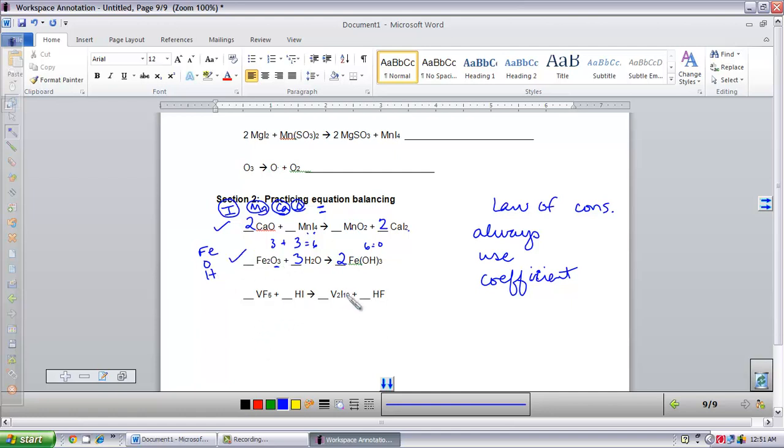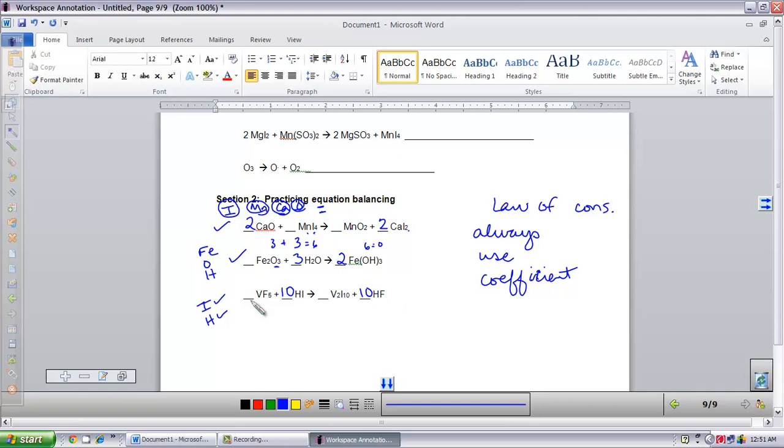One more. This is a lot of iodines. There's 10 of them over here. So I'm going to kind of jump to the more complex thing and see that there's 10. So let me get that balanced out over here. I'm going to put 10 iodines here because I have 10 on this side. So now my iodines are good. Now I have 10 hydrogens. So that means I'm going to need 10 hydrogens over here. So my hydrogens are fine. But that gave me 10 fluorines.